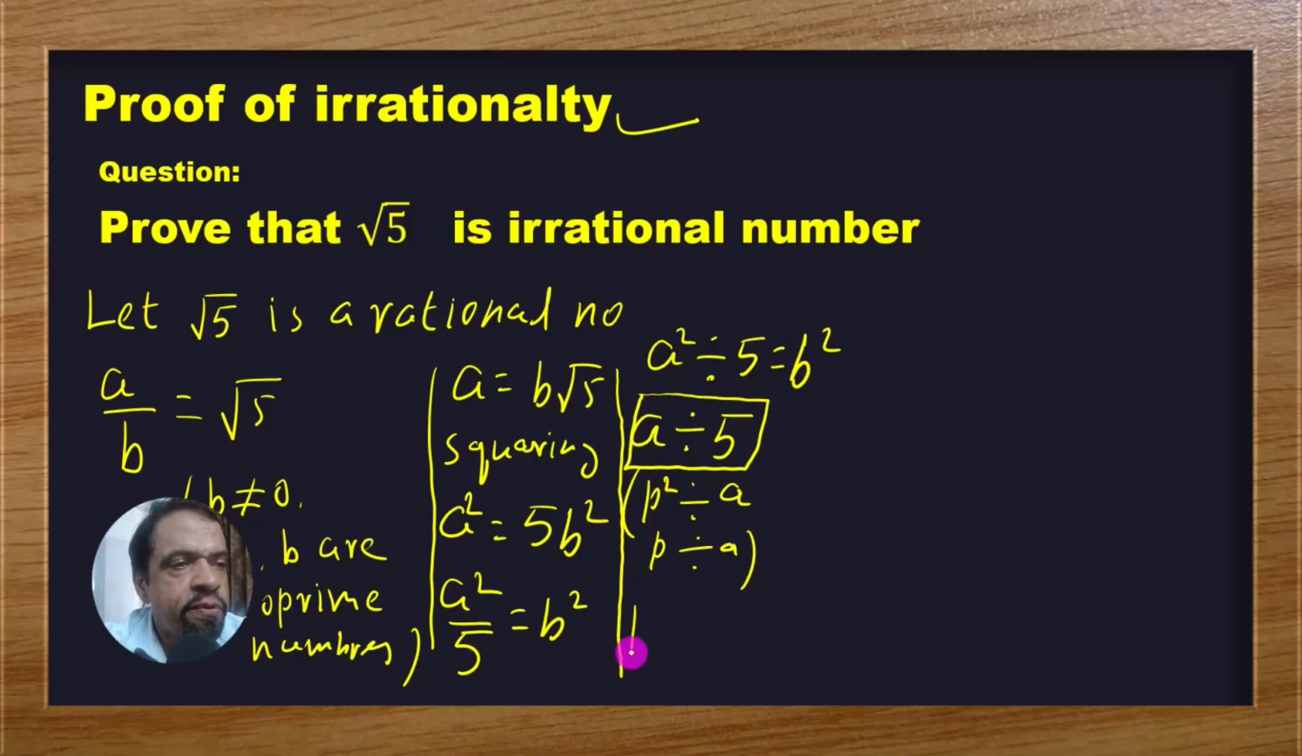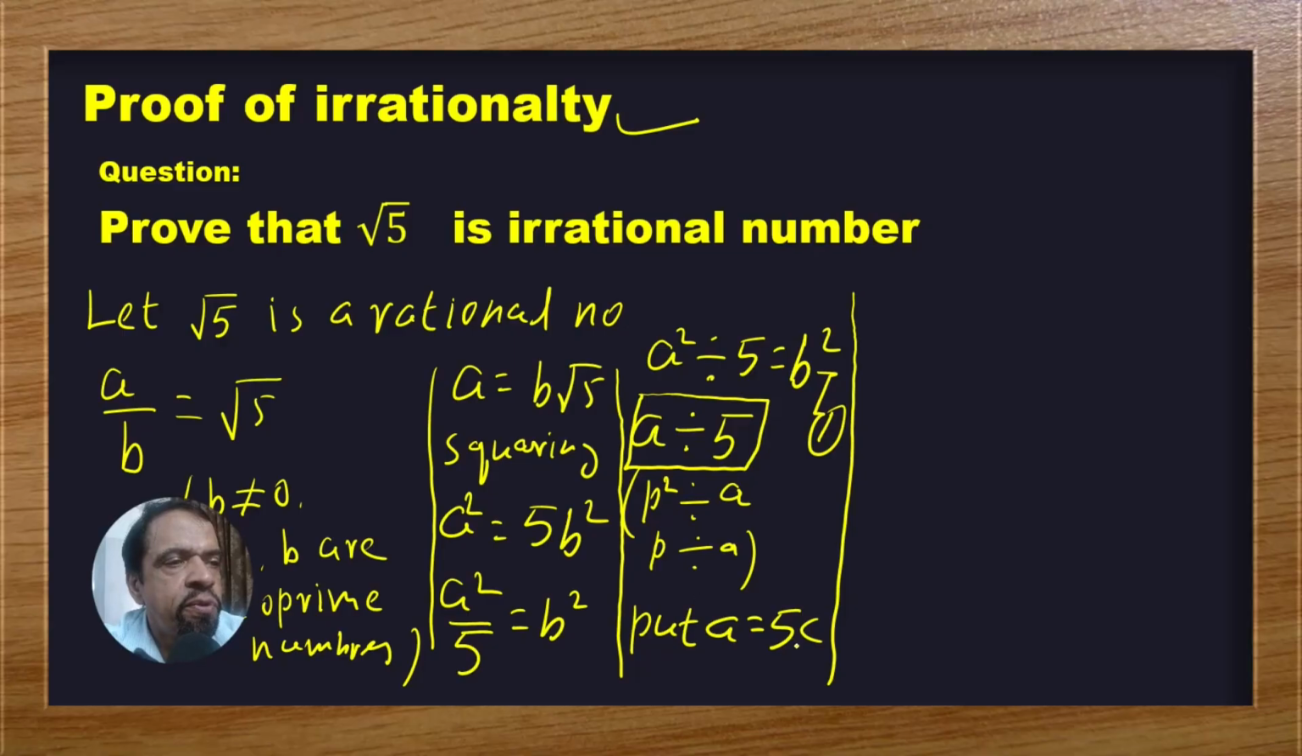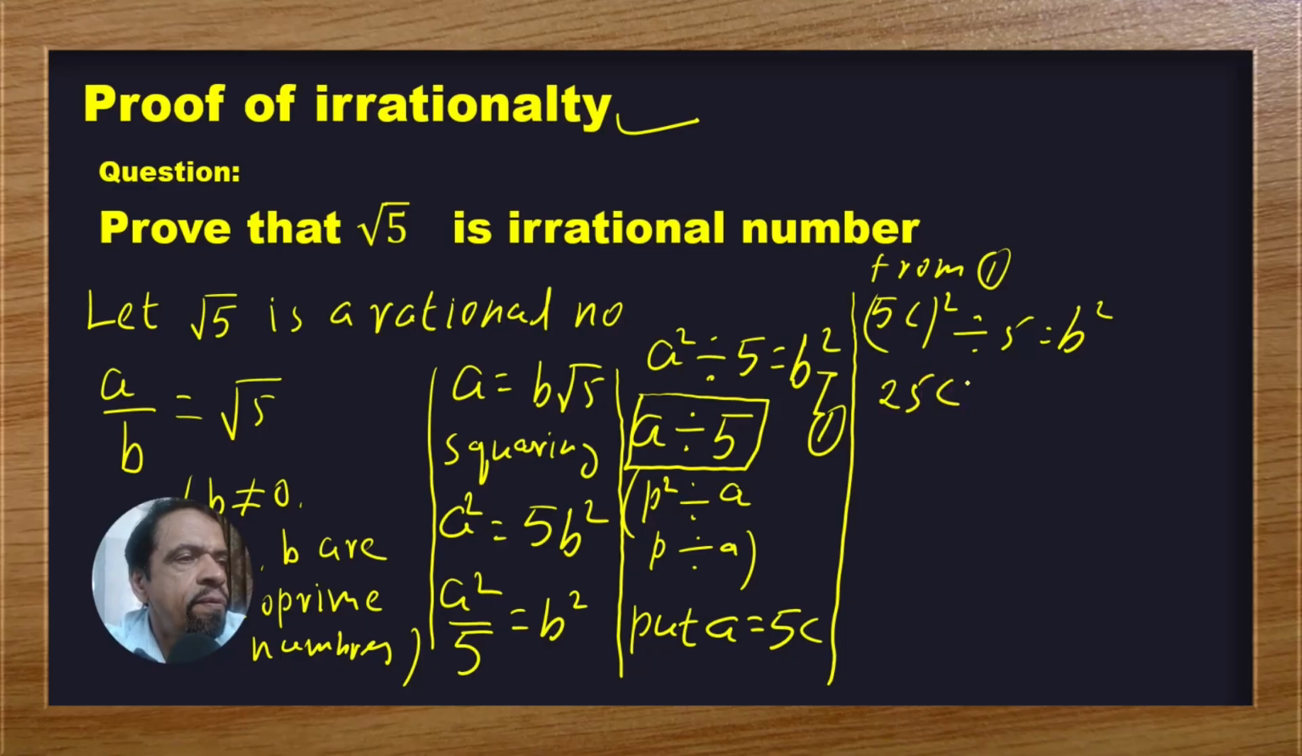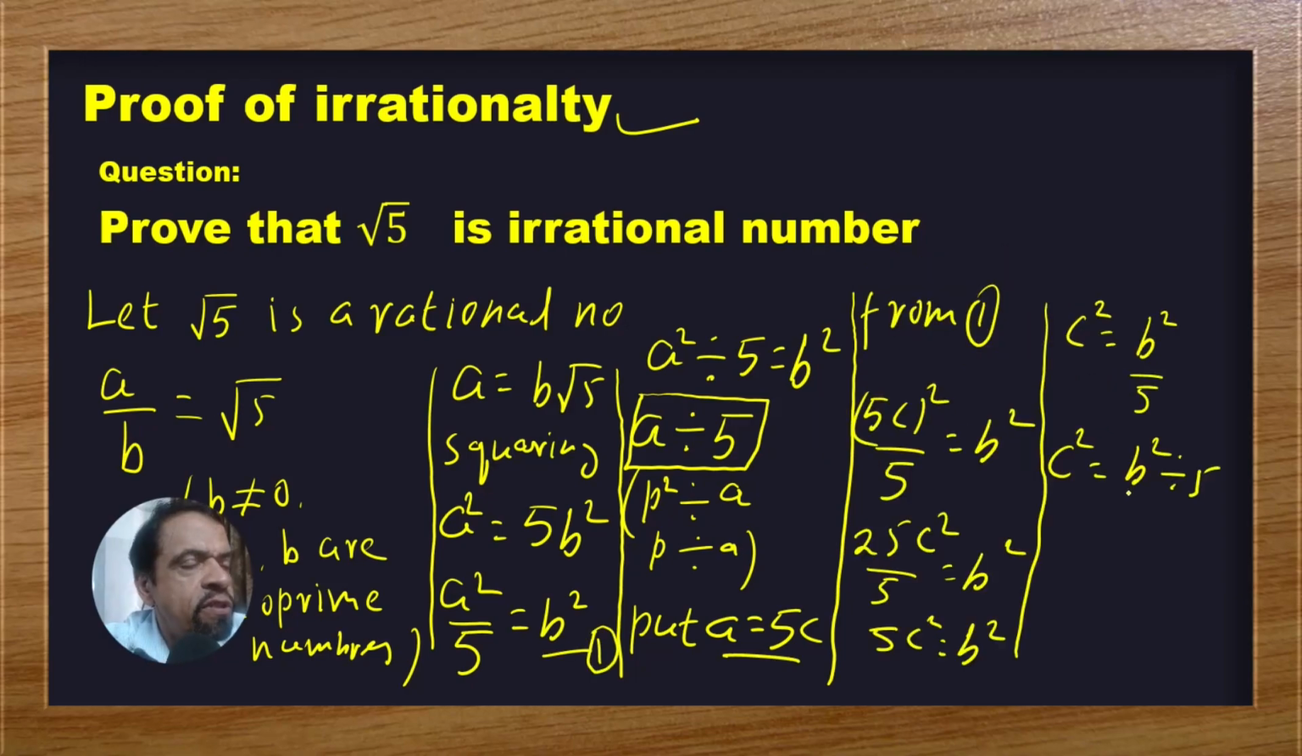So we can suppose that a is equal to 5 times of any number. Since it can be divided by 5, we can assume again that a is equal to 5c, where c is a positive integer. Suppose this equation is 1. So put the value of a in the first equation. From 1, (5c) square divided by 5 is equal to b square. 25c square divided by 5 is equal to b square. Now see student, b square is divided by 5. This implies that b without square can also be divided by 5.